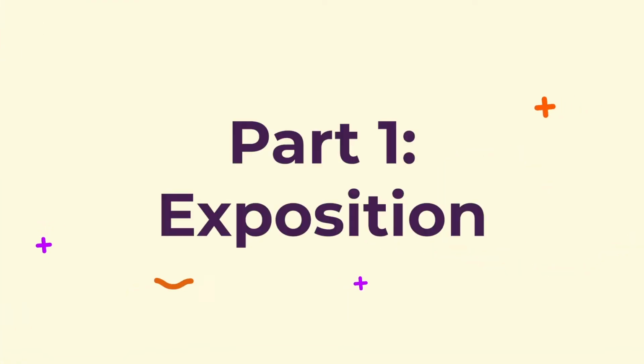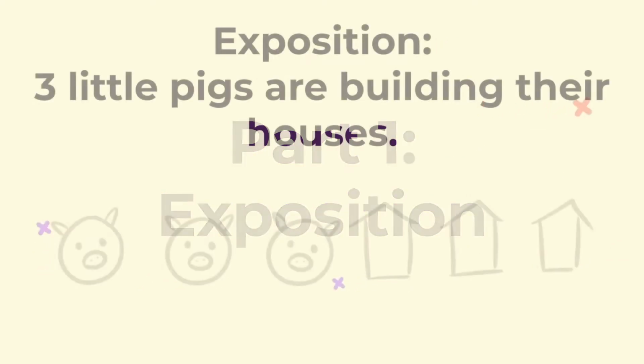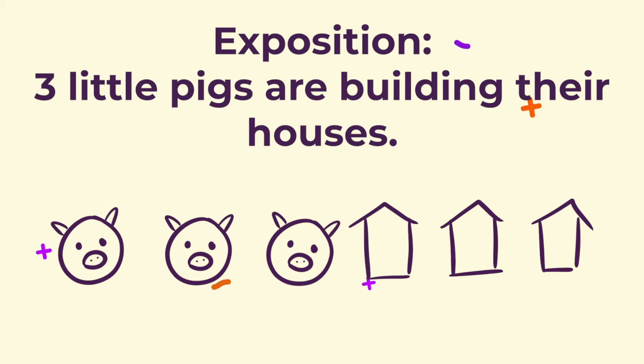I'm going to provide examples for these as well. So the first part of your story arc is the exposition. The exposition is the beginning of the story. It talks about the background of the characters, kind of start your world building and all that fun stuff. So an example for my 1-sentence exposition is, the 3 little pigs are building their houses.